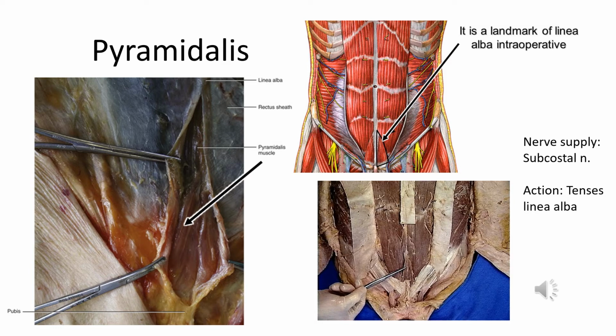This triangular muscle lies anterior to the lower end of the rectus abdominis and becomes smaller and pointed as it ascends towards the linea alba. Although the significance of this muscle is not clear, it is thought to tense the linea alba and is used as a landmark of linea alba intraoperatively.